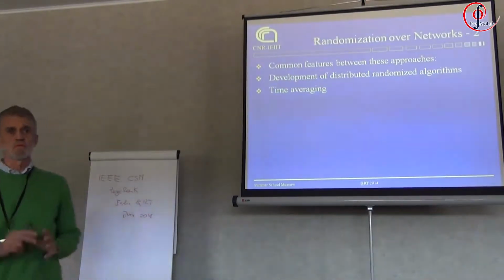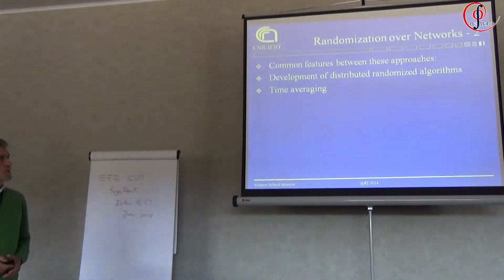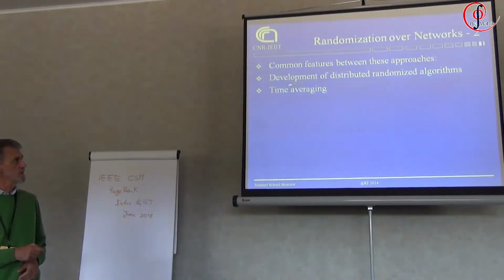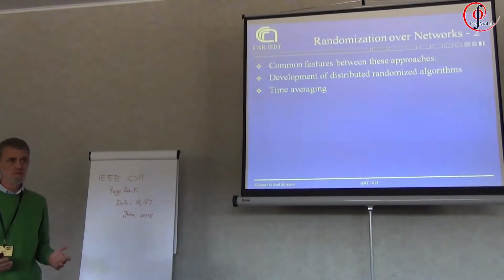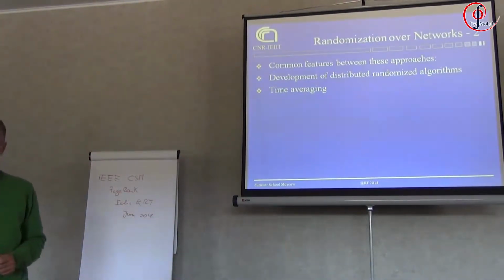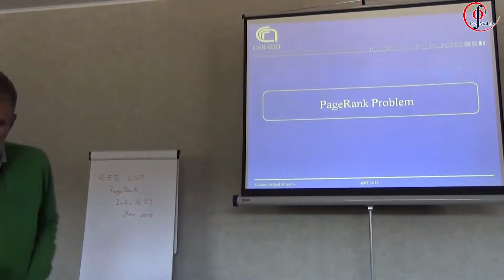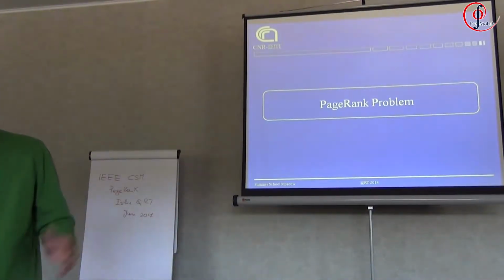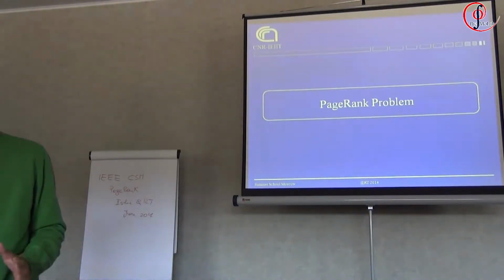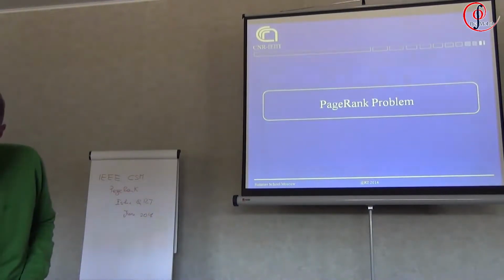So what is common between these 3 different approaches? In particular, we are interested in developing distributed algorithms of randomized fashion, and time averaging is playing a key role in all these applications. So the 2 ingredients, distributed randomized algorithms and time averaging, are the same. However, the technicalities are very different and are very specific to each problem. So, the PageRank problem. I assume that most of you or all of you don't know what the PageRank problem is, so I will start very easy.